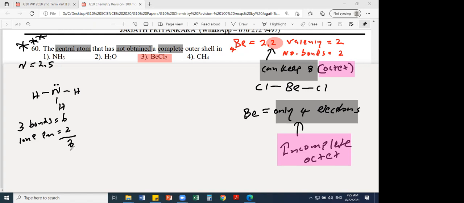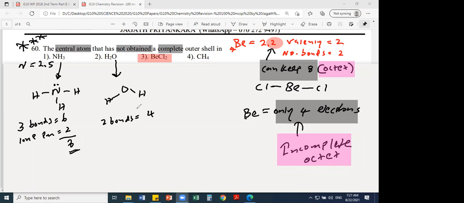Each bond contains 2 electrons. So if you take water, H2O, the central atom is oxygen, and there will be 2 hydrogens. For the 2 bonds, each bond contains 2 electrons, so 2 bonds contain 4 electrons.